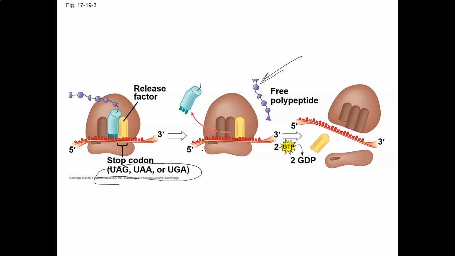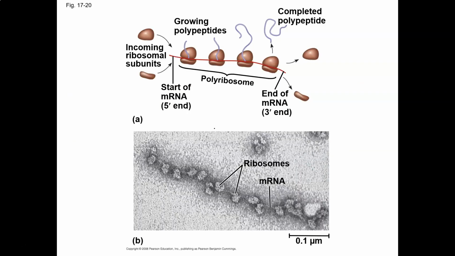Now you can use the same messenger RNA to translate it with multiple ribosomes. This is called polyribosomes. We have multiple ribosomes translating the same piece of messenger RNA at the same time. They're just spaced along the messenger RNA. So that makes it more efficient for making lots of copies of the protein before the messenger RNA is degraded, because the messenger RNA does not last too long.